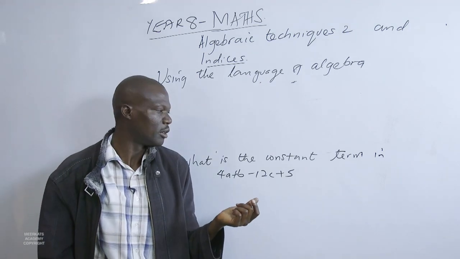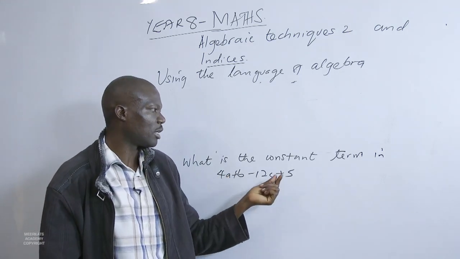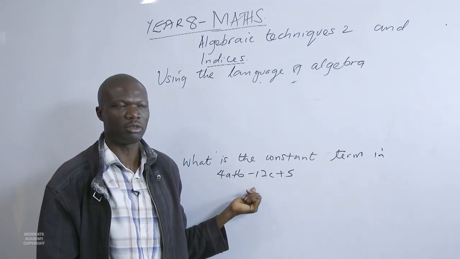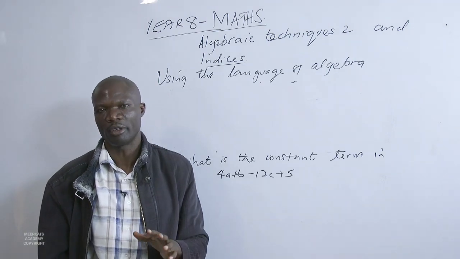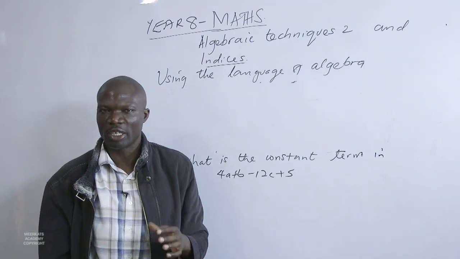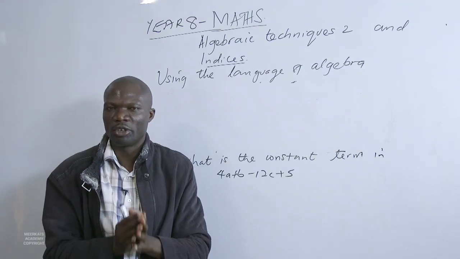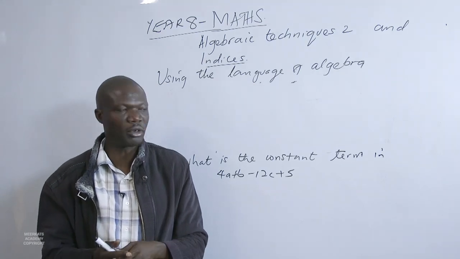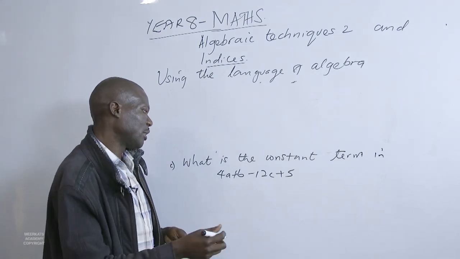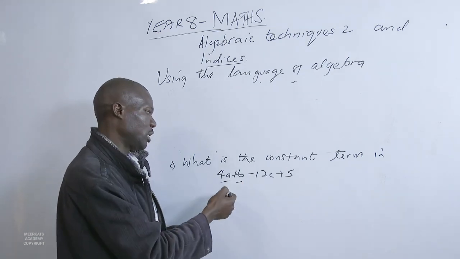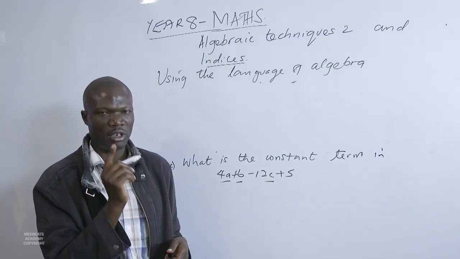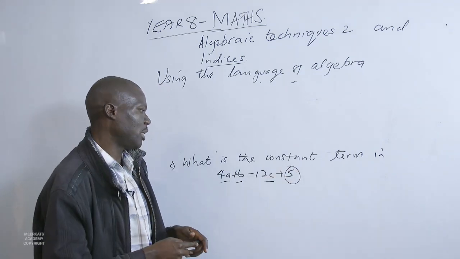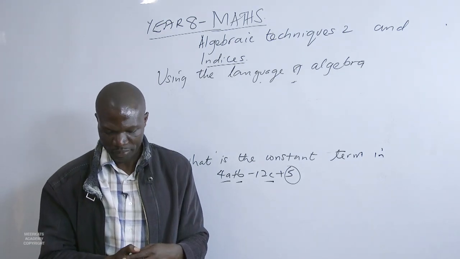The second last question. What is the constant term in 4a plus b minus 12c plus 5? We said a constant is simply that term which does not have any pronumeral. In that particular case, 4a is out, b is out, minus 12c is out. The only constant that remains is 5. So the constant term here is 5.